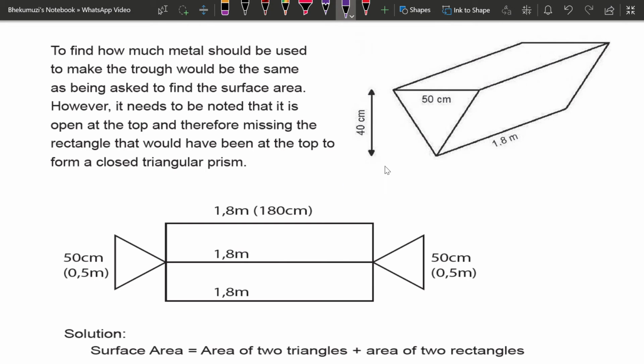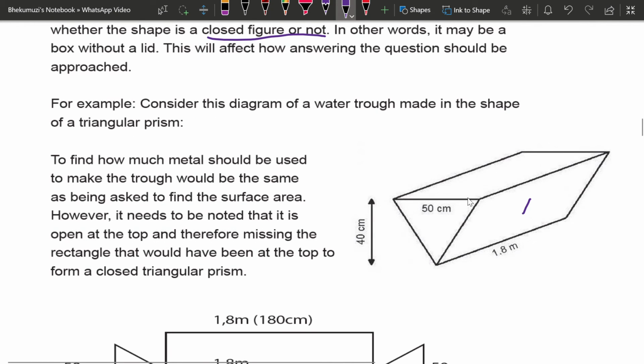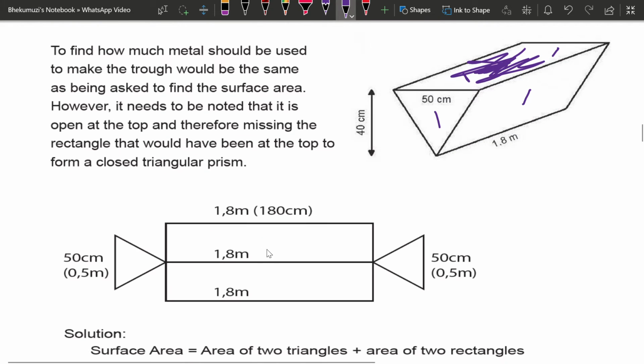So when we unfold this, right, you'd find that there'd be two rectangles and two triangles, right? Why? There's this one on the side, and then there's that one on that side, and then there's a rectangle, a triangle there, and a triangle there. But at the top over there, it is open, right? And so we have this.